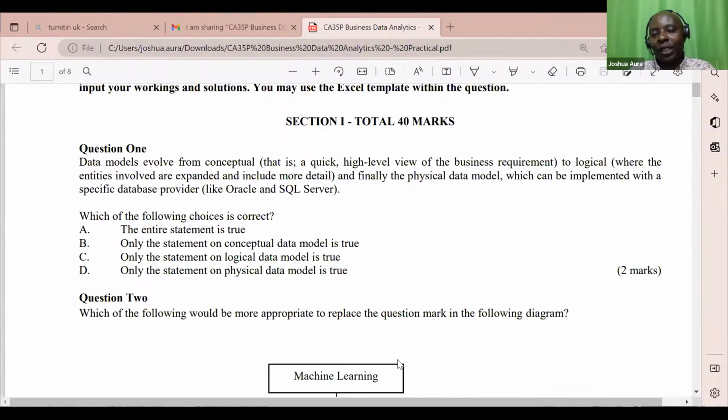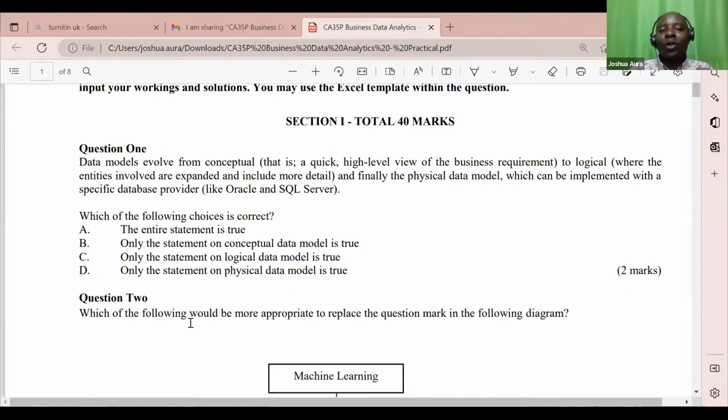Just like we do the thesis, this is how we also do data analysis and modeling. We start by conceptualizing everything, coming up with a concept, then we look at the logistics, and then we start entering this data into, for example, an Oracle server or MySQL server, for purposes of physical presentation to an organization for purposes of making use of it.